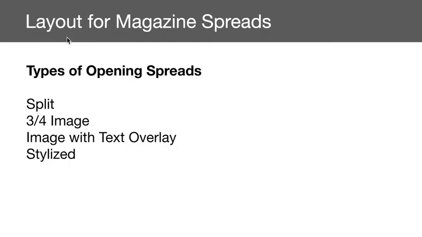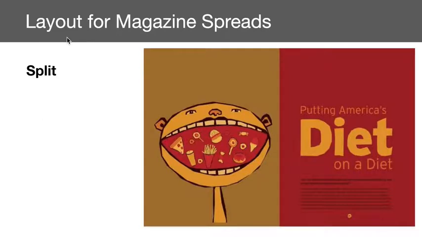There are different types of opening spreads. We're going to particularly talk about the opening spread. The opening spread has a lot of functionalities for a magazine. The types of spreads that we're going to look at are a split, three-quarter image, image with text overlay, and then stylized. These are common terms used within a graphic design office or field. We're going to start off with a split.